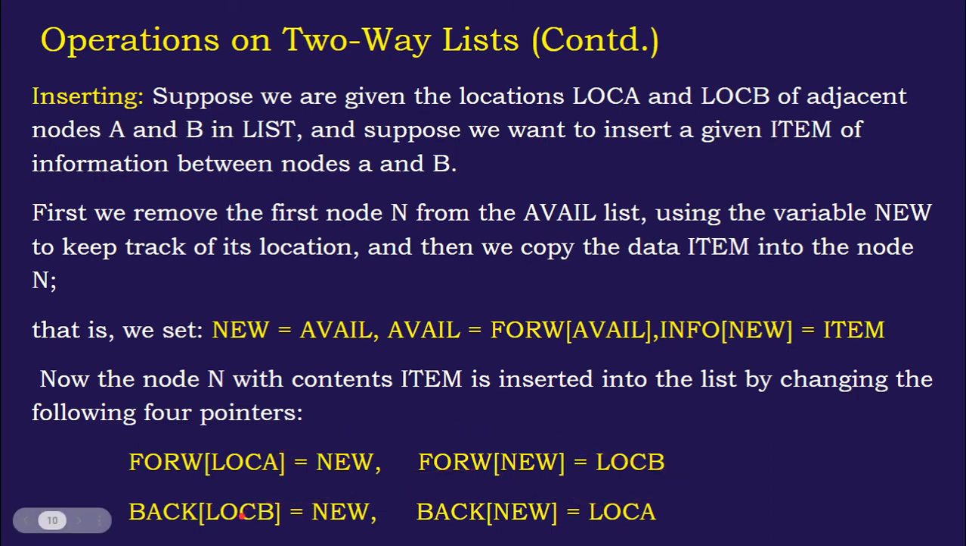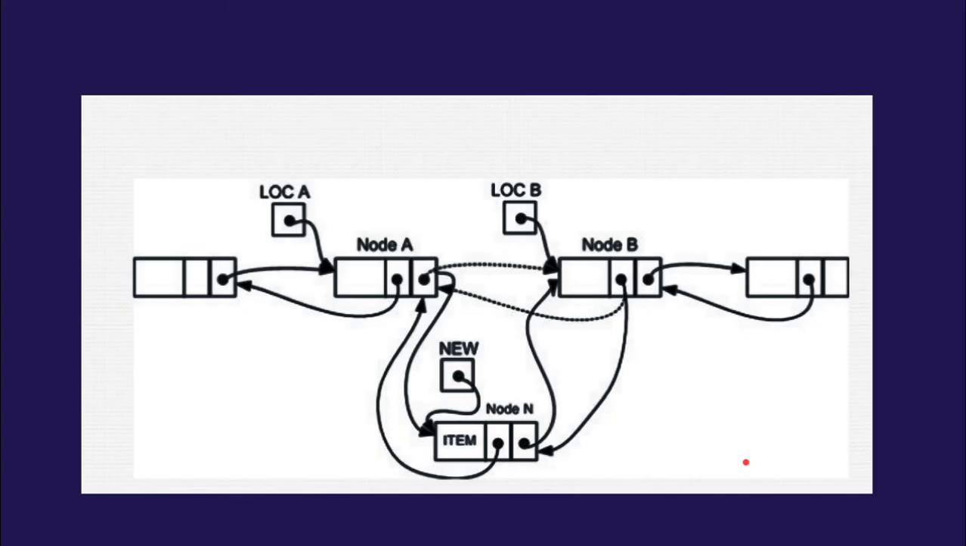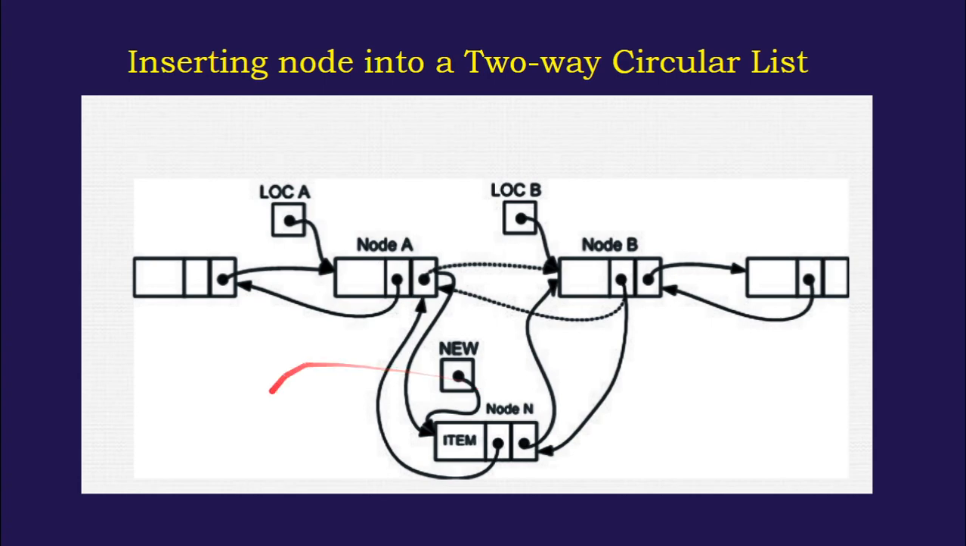Likewise the back pointer. The back pointer of location B is equal to new and back pointer of new is equal to location A. So between A and B, the forward link is inserted, and between B and A, the backward link is inserted. So that's all how the insertion is done. This is shown pictorially by this diagram. This is the new node we are going to attach. Once the new node is got from the avail list, the forward and the backward pointer of the previous node and the successive node, node A and node B, have to be changed. So the pointers are changed this way, and the newly inserted node is in the list now.